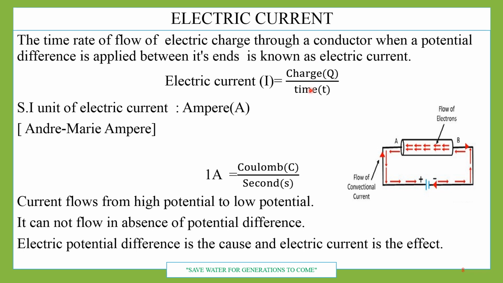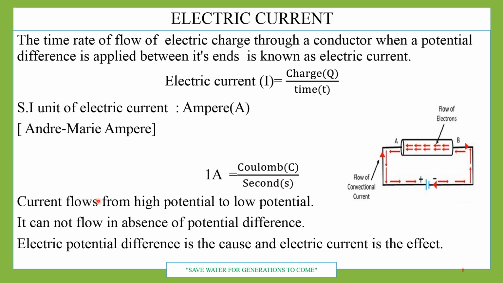What is the unit of electric current? This question comes to our mind. So the SI unit of electric current is the ampere. It is represented by capital A. It has been named after Andre Marie Ampere, who discovered it. To give honor to him, it has been named after him. 1 ampere is equal to 1 coulomb of charge upon 1 second.